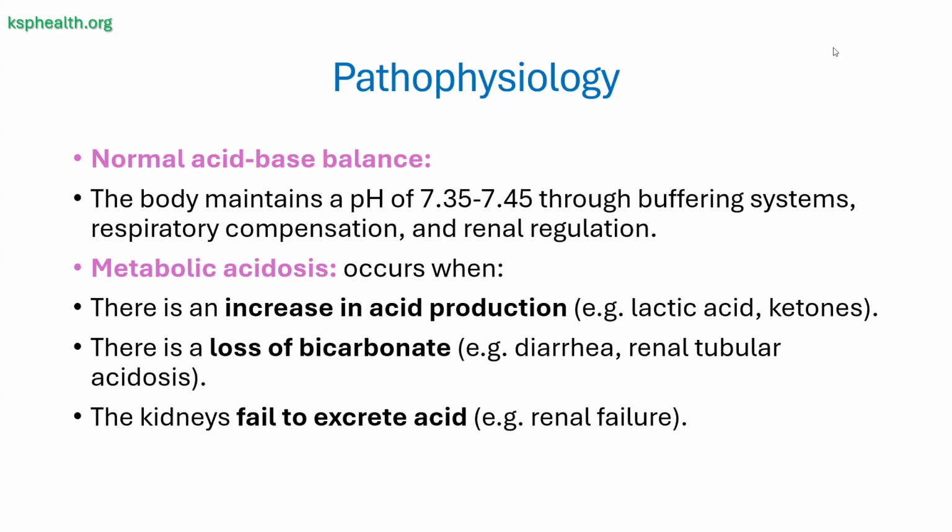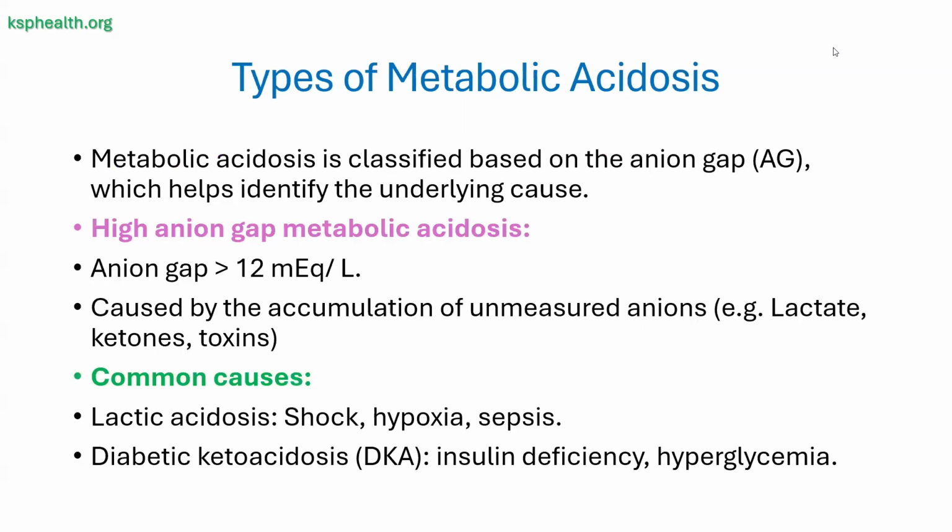Metabolic acidosis occurs when there is increase in acid production, which happens because of the accumulation of lactic acid or ketones, or because of the loss of bicarbonate, which happens either because of diarrhea or renal tubular acidosis, or the kidney fails to excrete acid, as it happens in renal failure.